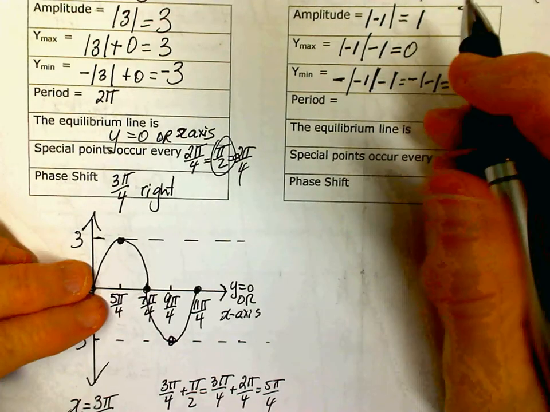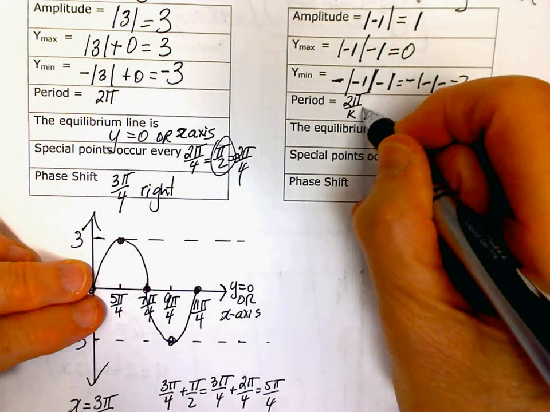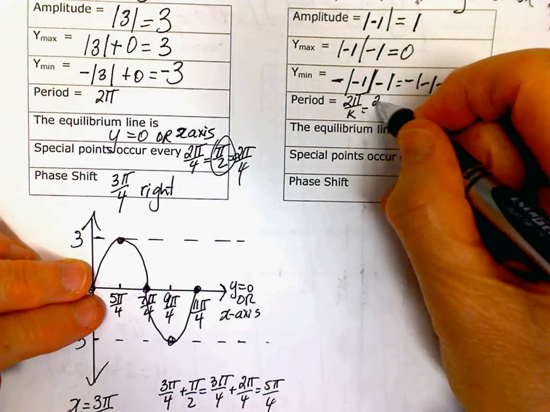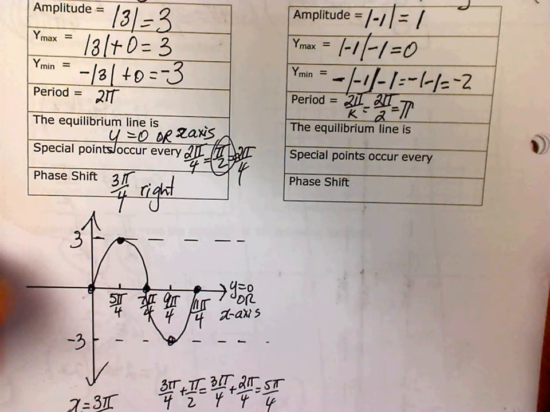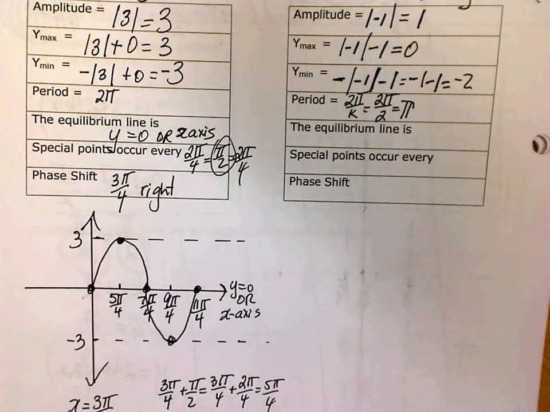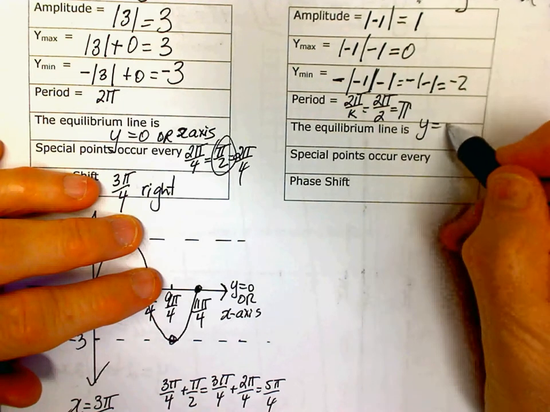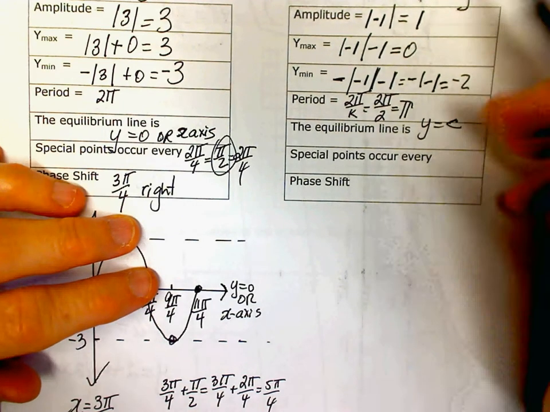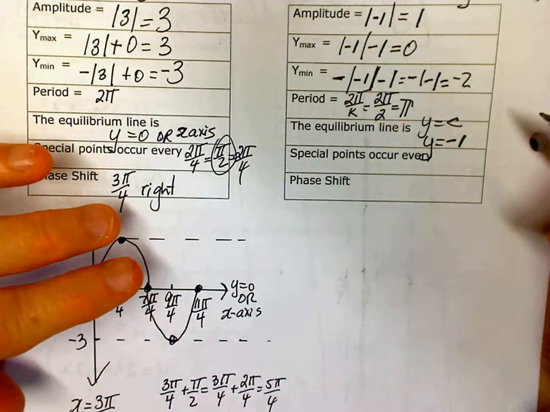Our period is 2 pi over a, right? That's the formula. And that's 2 pi over 2 equals pi. The equilibrium line is the y equals c line, and c in this case is -1. So y equals -1.